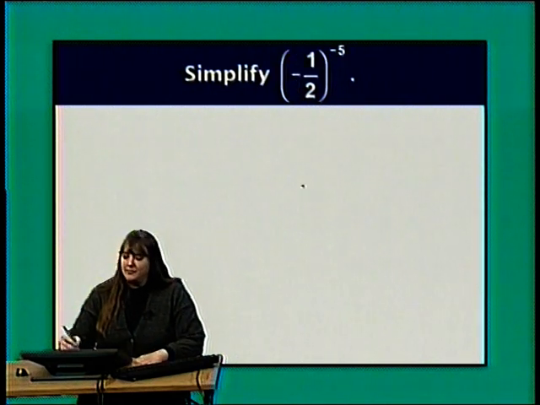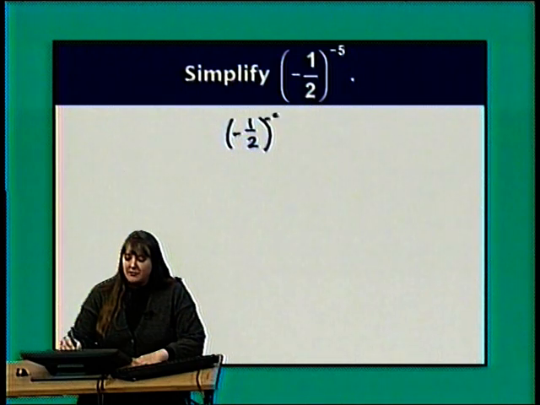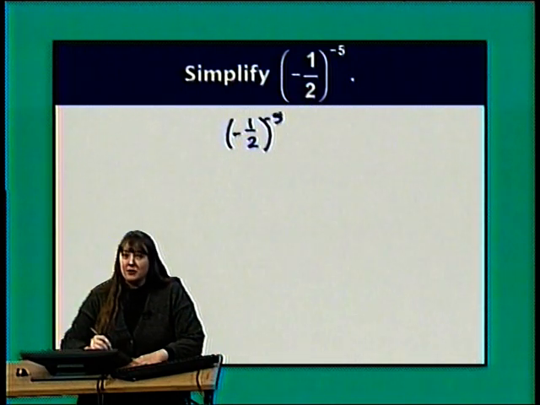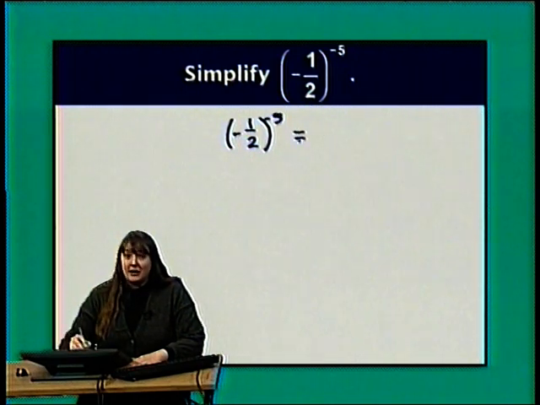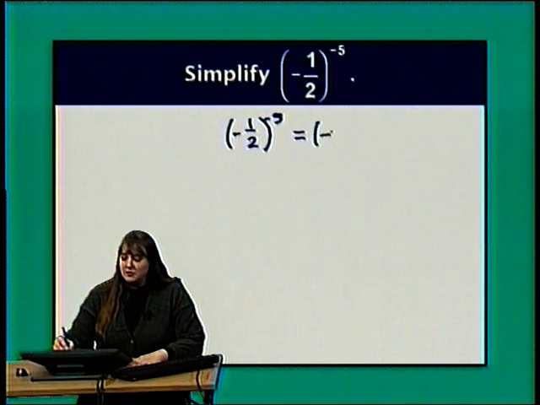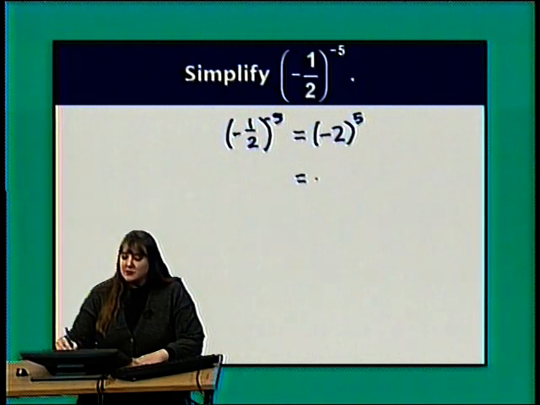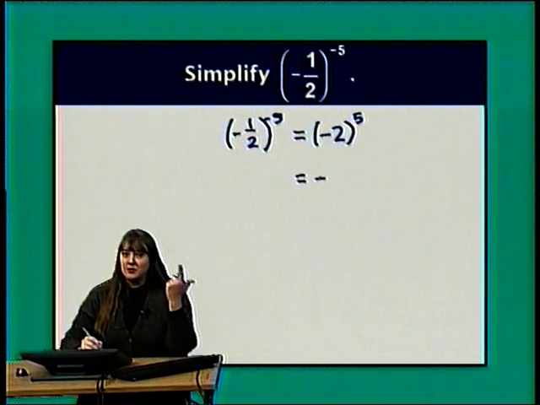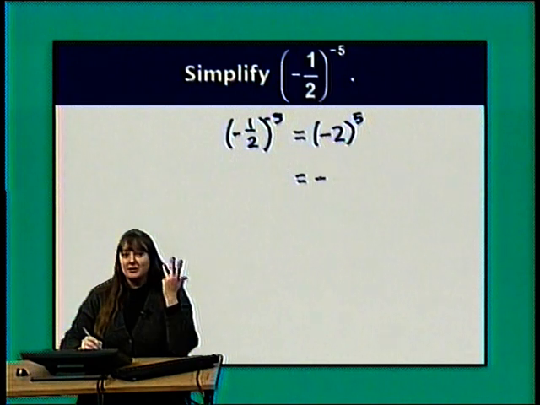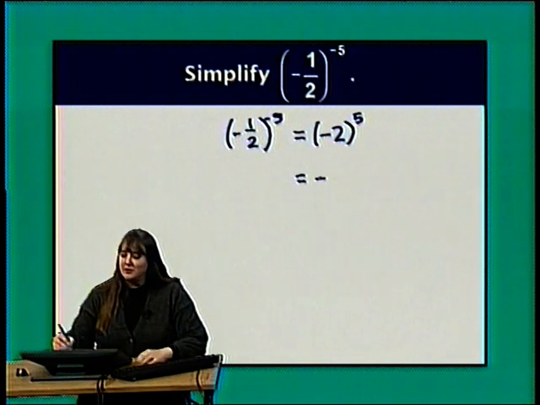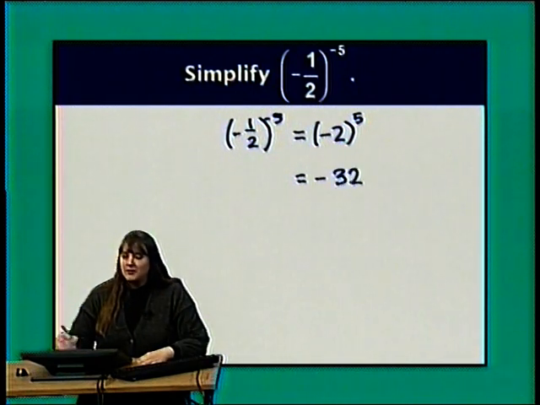Let's try another one. What if I want to simplify negative 1/2 to the negative 5? Well, the reciprocal of negative 1/2 is negative 2 over 1, which is just negative 2. So I have negative 2 to the positive 5. When I multiply negative 2 by itself 5 times, I have 5 factors of a negative number, so I know my result should be negative. And then 2 times 2 is 4, times 2 is 8, times 2 is 16, times 2 is 32. So I get negative 32.